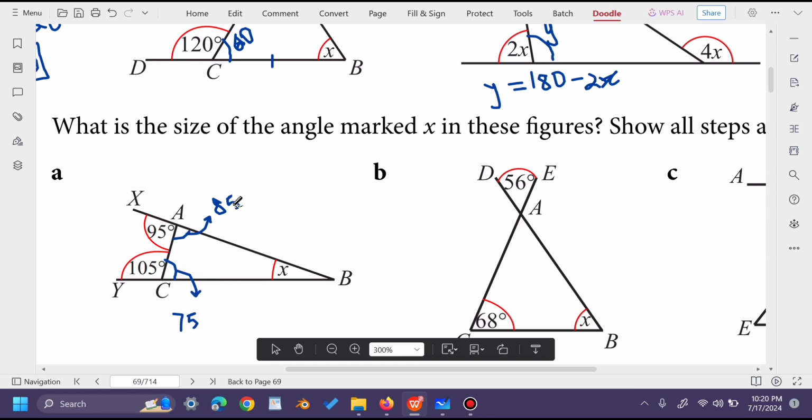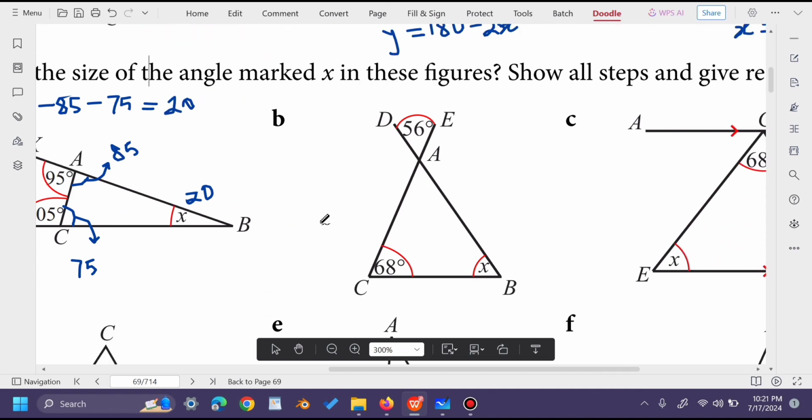And if we subtract 85 and 75 from 180, that is 180 minus 85 minus 75, we will get 20. If you do that, 180 minus 85 minus 75, that will give the answer 20.